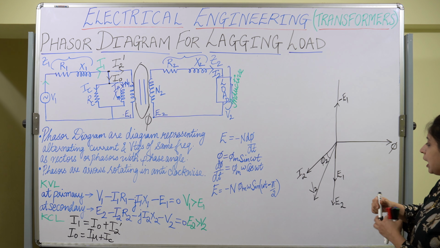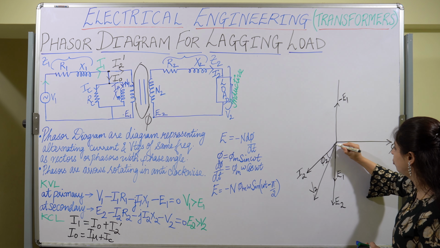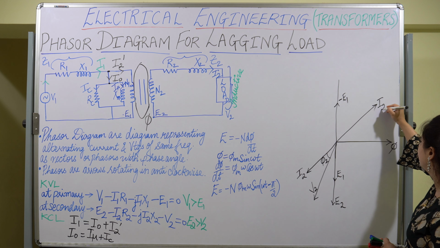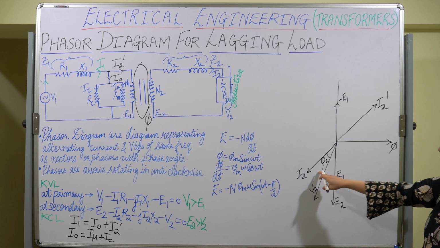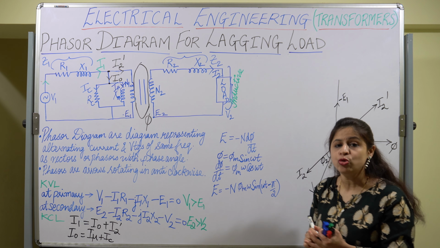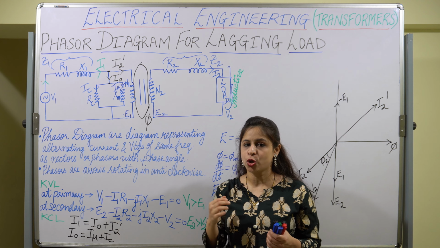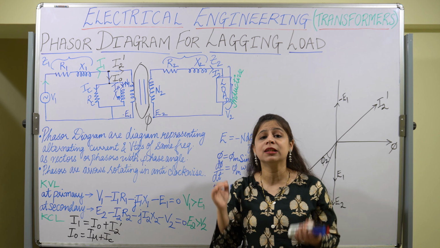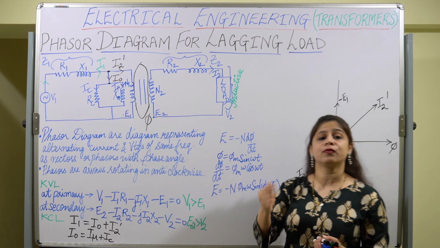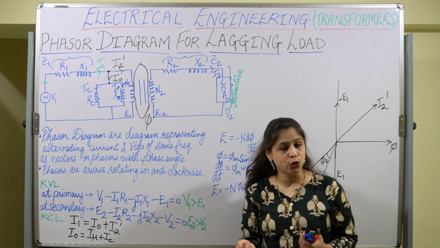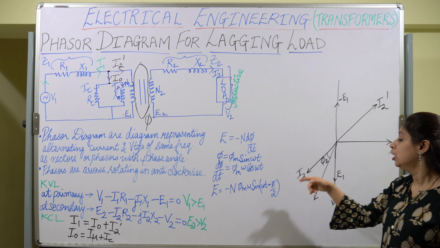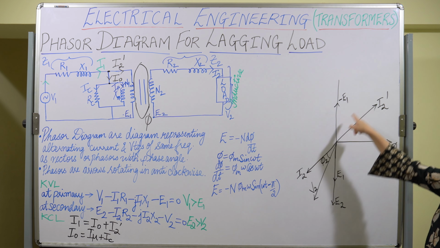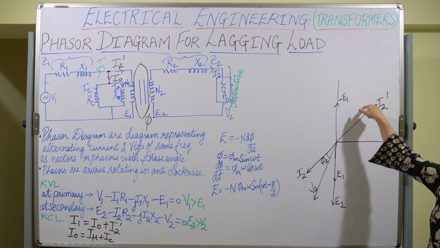Now I2 dash will be here, just opposite of I2. Why? Because I2 dash was the load component of the primary current, and it was the current which was nullifying the weakening effect of the flux which was created by I2. So I2 dash will be just drawn opposite to I2.